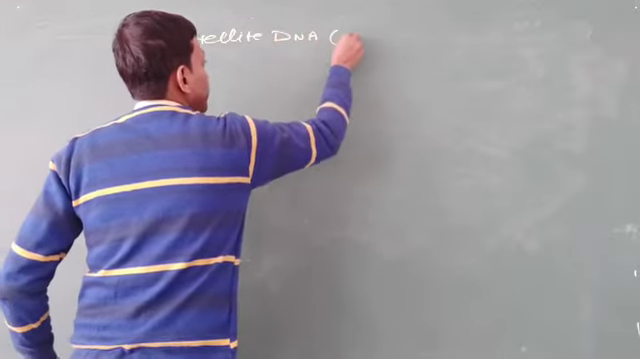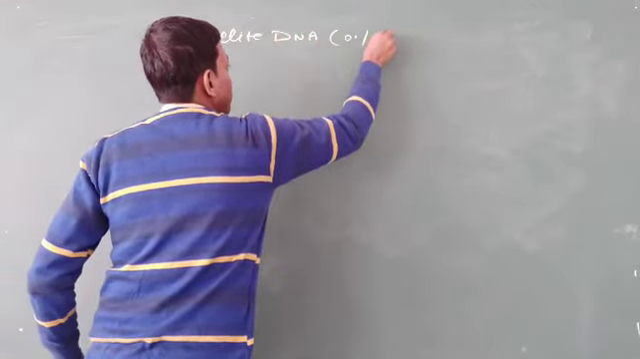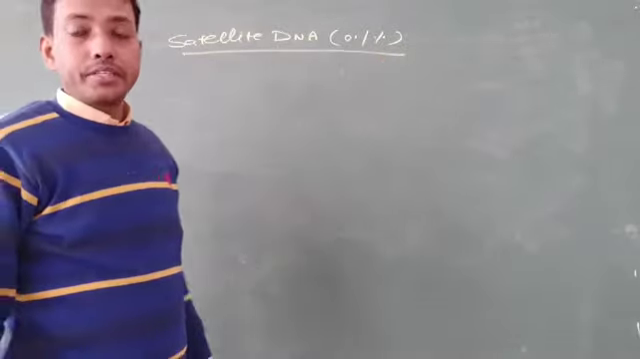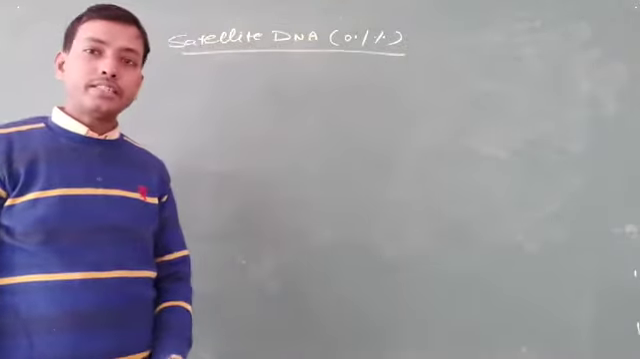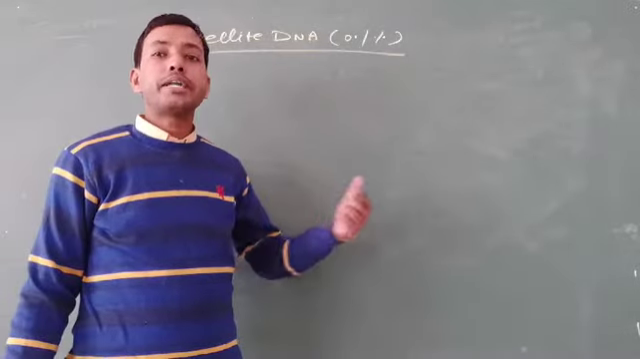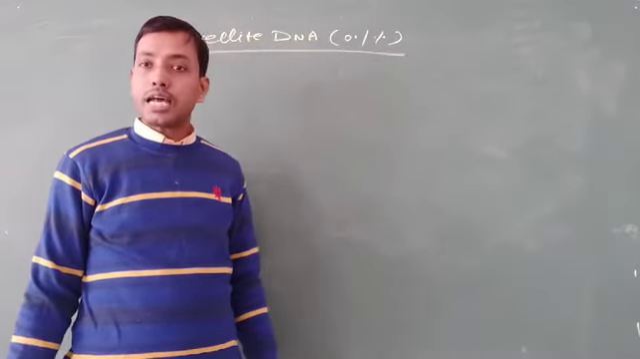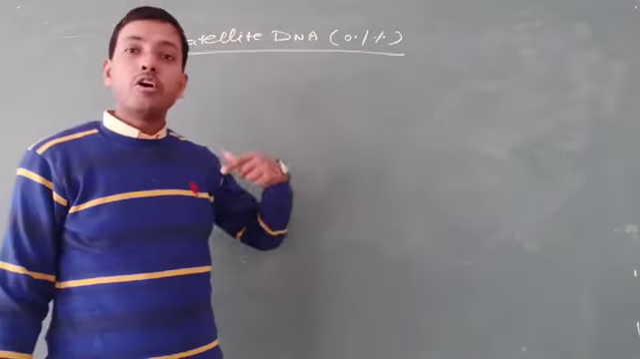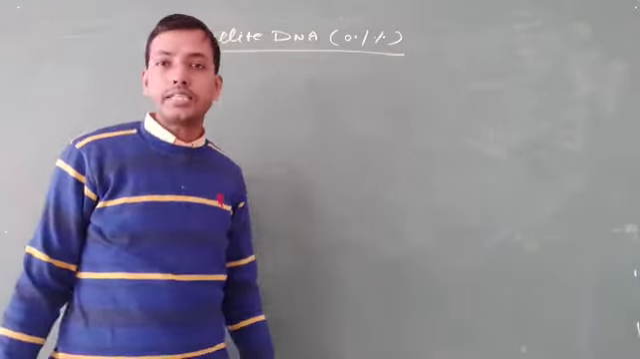Satellite DNA forms 0.1% of the total DNA. Listen, satellite DNA can be defined as a long stretch repeated many times that belongs to heterochromatin. The class of heterochromatin that has a long repeated sequence is called satellite DNA.